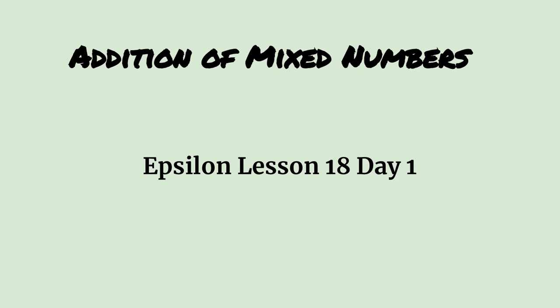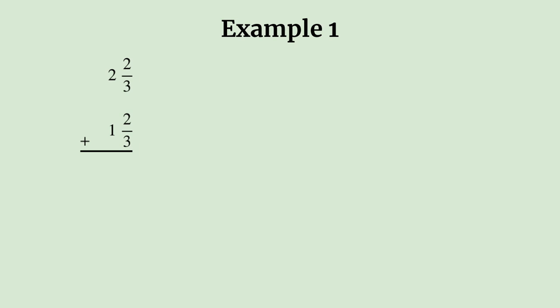We're going to focus more on adding mixed numbers this week and having to regroup improper fractions into mixed numbers. So just like last week, we add straight down. Here we've got the same denominators already of 3 and 3. So we get 3 and 4/3, but 4/3 is an improper.